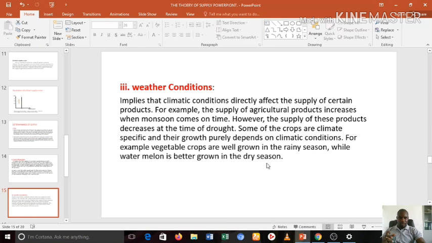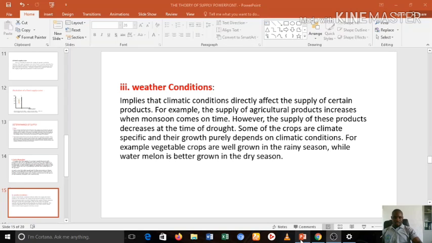For example, let's look at the note. We say some crops are climate specific, and their growth purely depends on the climate condition. For example, vegetable crops are well grown in the rainy season, while watermelon is better grown in the dry season. Meaning that if you make a mistake and grow a vegetable crop in the dry season, it will not produce well, and if it doesn't produce well, it will lead to a fall in the quantity.